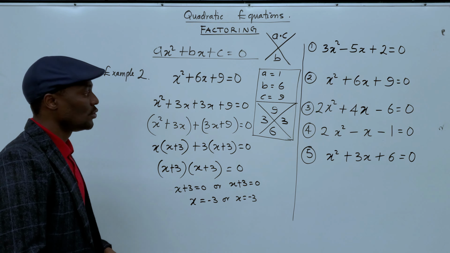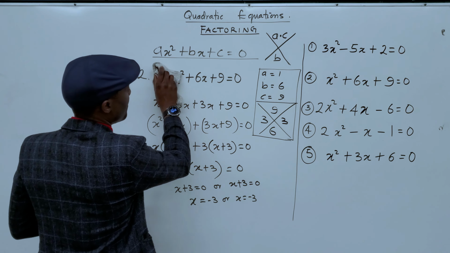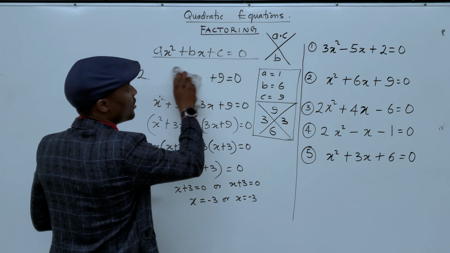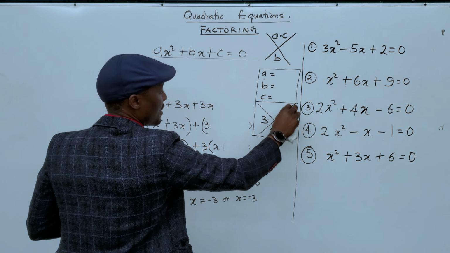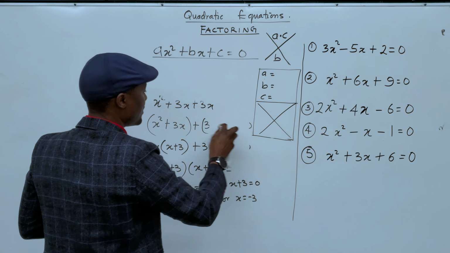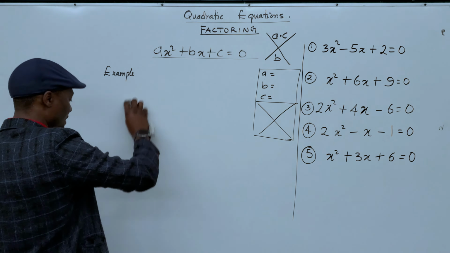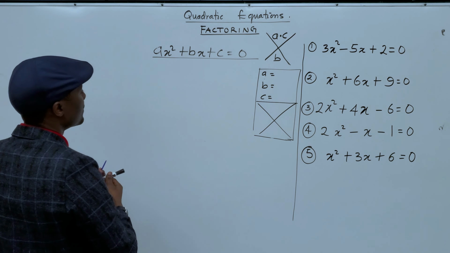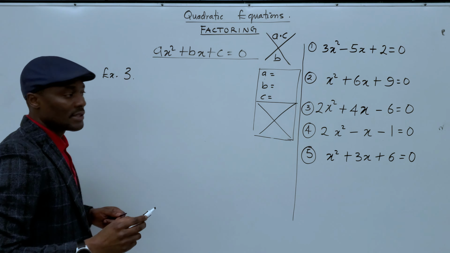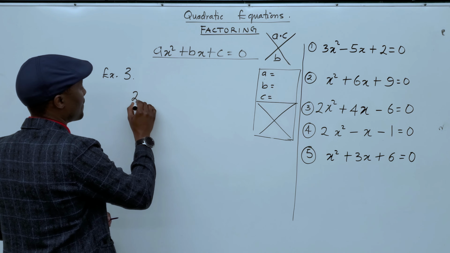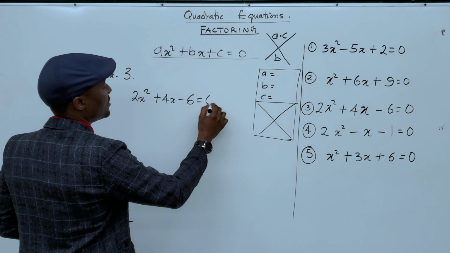Let's go to the next example. I'm going to erase this, because we need another puzzle that the equation will give us. So, example 3 says 2x squared plus 4x minus 6 equals 0.